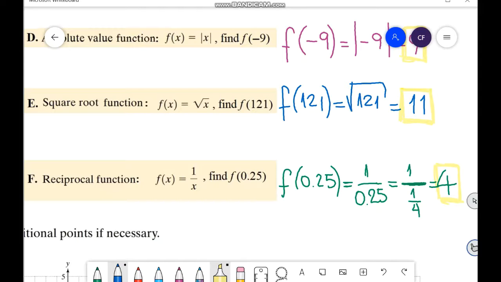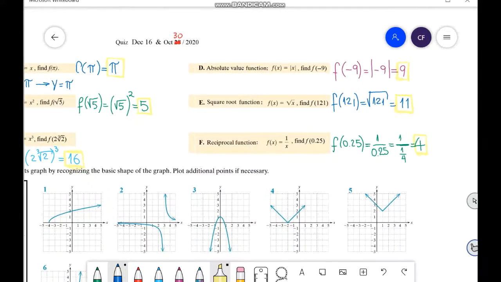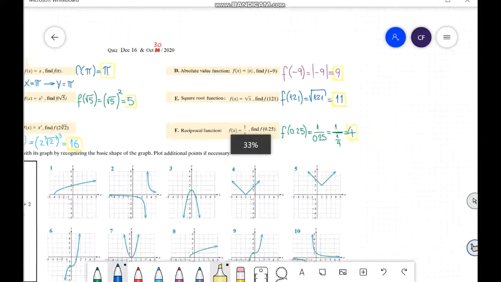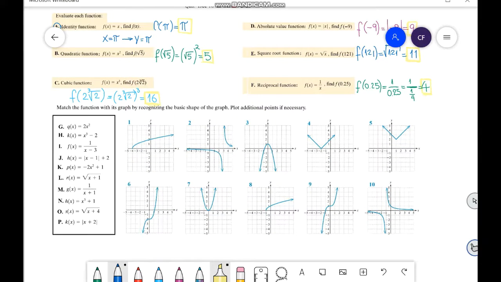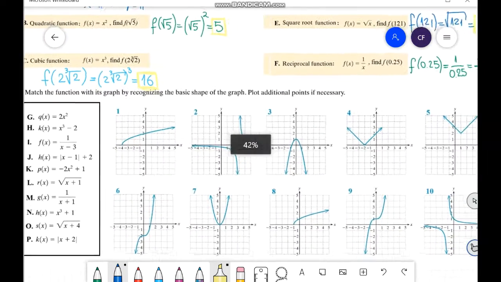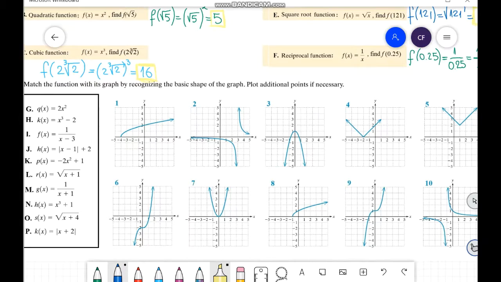Let me zoom out and check everything that we worked so far. Great. Nice. We finished the first part of the quiz. Let's move on to the second part. On the second part, you have to match the function with its graph by recognizing the basic shape of the graph. You can plot additional points if necessary. And let me zoom in. Okay, I think we can go.